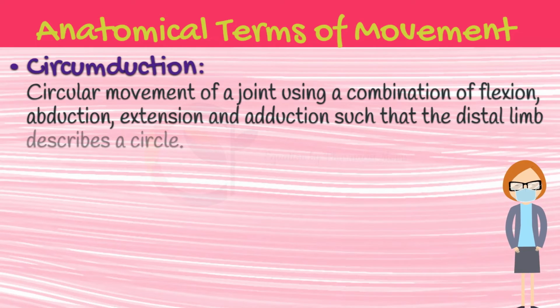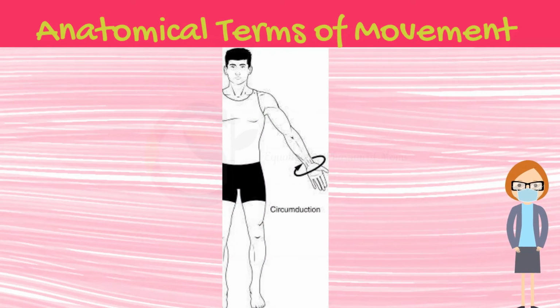Circumduction, circular movement of a joint, using a combination of flexion, abduction, extension, and adduction such that the distal limb describes a circle. This figure shows circumduction movement.